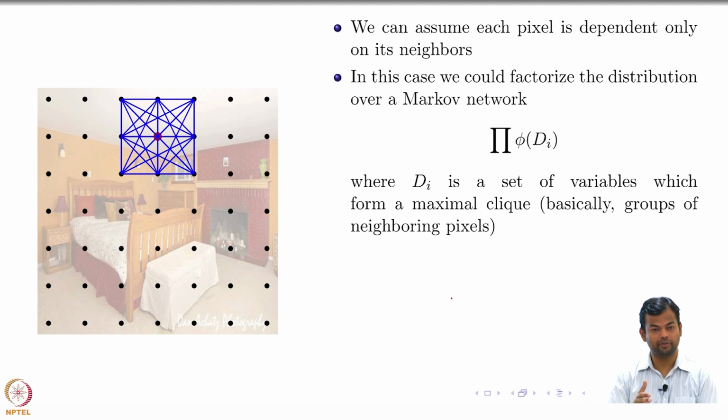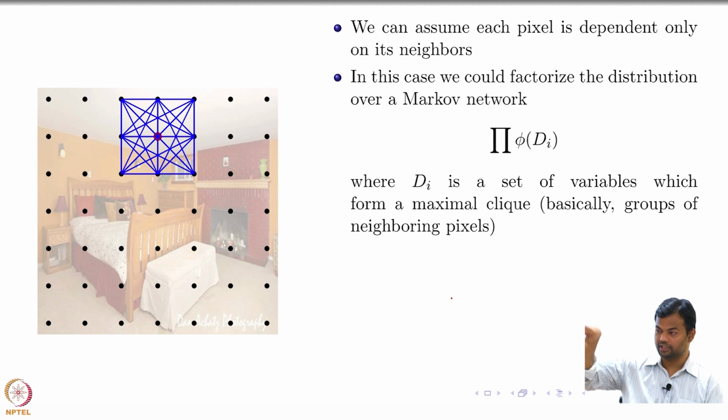So the joint distribution would factorize as these factors. Each factor here would correspond to one maximal clique in the diagram that you have. And each clique corresponds to a set of pixels. So I'm assuming that all these pixels are each other's neighbors, and that's completely up to me to decide.